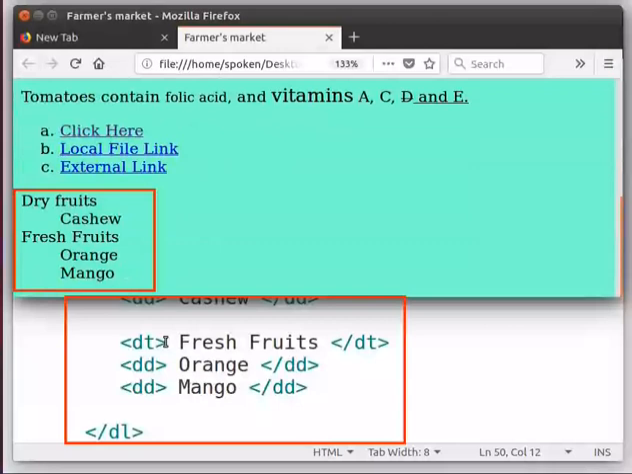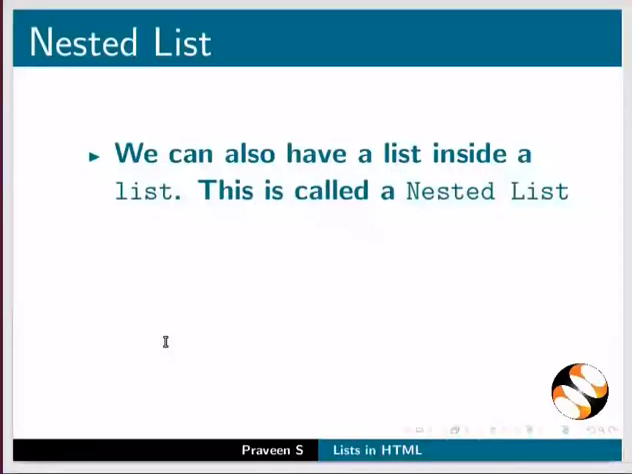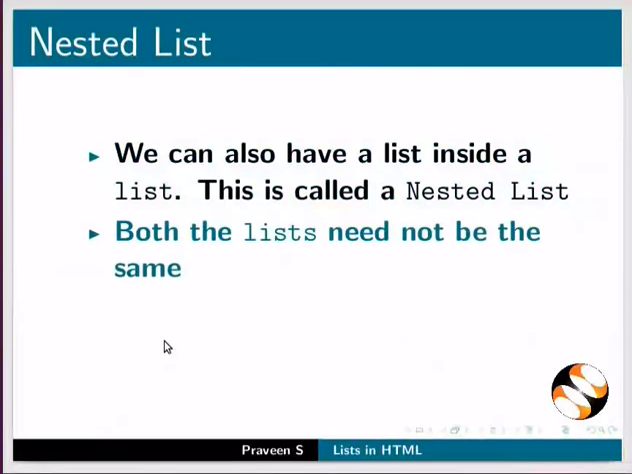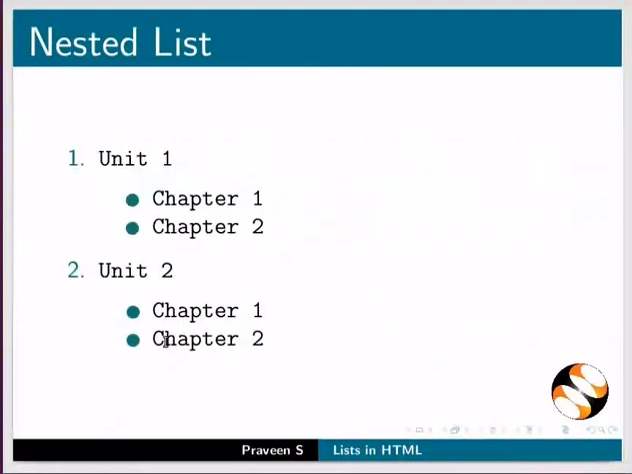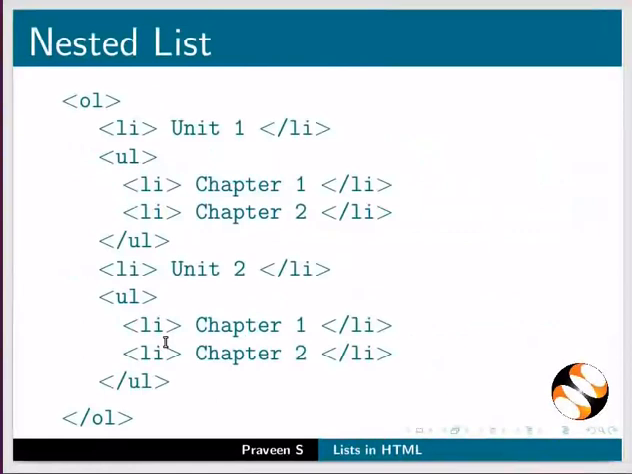Observe the change. We can also have a list inside a list. This is called a nested list. Both the lists need not be the same. For example, both need not be ordered or unordered or descriptive. Here is an example of a nested list. Observe the format in which the list is arranged. Let us look at the code for this example. Pause the video and try this on your own.